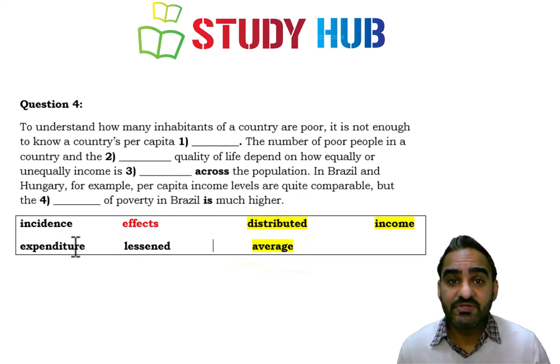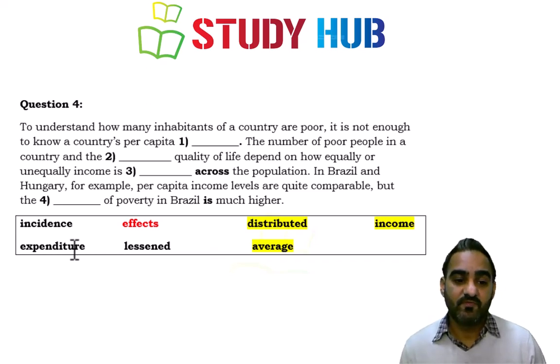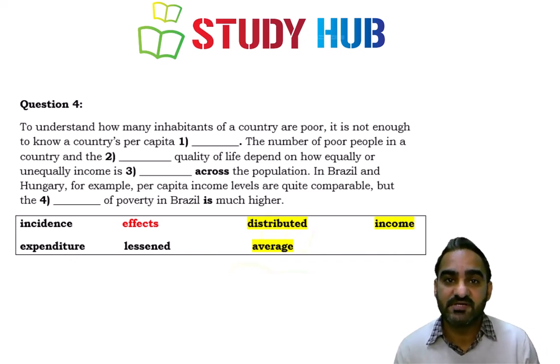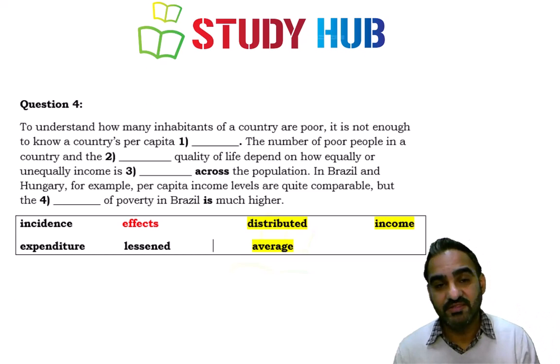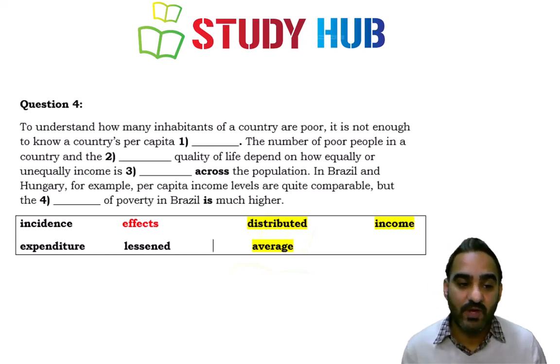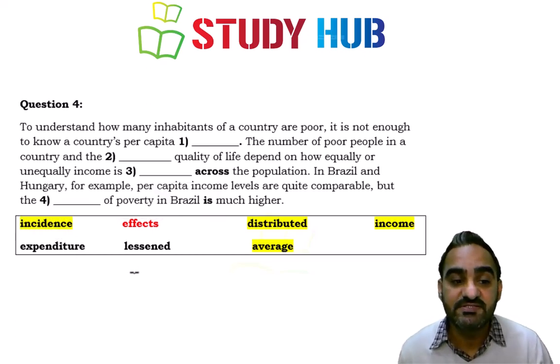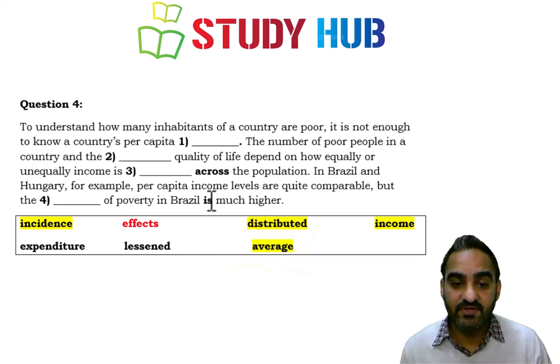Now, which one do you think is the answer? The expenditure of poverty in Brazil is much higher, or incidence of poverty is much higher? Now, if I go with expenditure of poverty is much higher, that doesn't really make sense in that context, because if expenditure is high, how can that be poverty? If the spending is high, how can that be poverty? So logically that word doesn't fit in well. So therefore the answer in this case will be incidence of poverty in Brazil is much higher, and it is singular with is, so it is incidence of poverty.